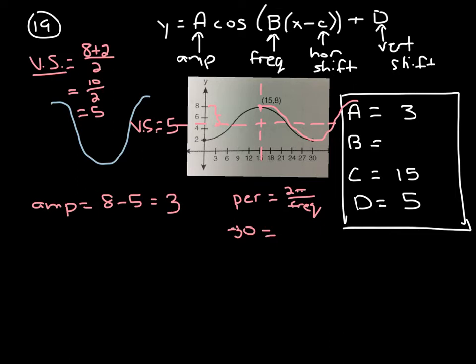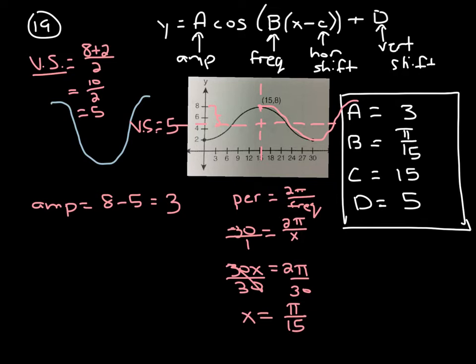All right, and then I'm just going to say 30 equals 2 pi over, and we're going to replace that frequency with an x. That's what we're going to be solving for. All right, so let's put the 30 over 1 and cross multiply. So 30 times x would be 30x, and then 2 pi times 1 would be 2 pi. And to get the x by itself, just divide both sides by 30. So those cross off, and we're left with x equals, well, since 2 divided by 30 simplifies to 1/15, it's 1 pi over 15, which is just pi over 15. So our frequency is pi over 15.